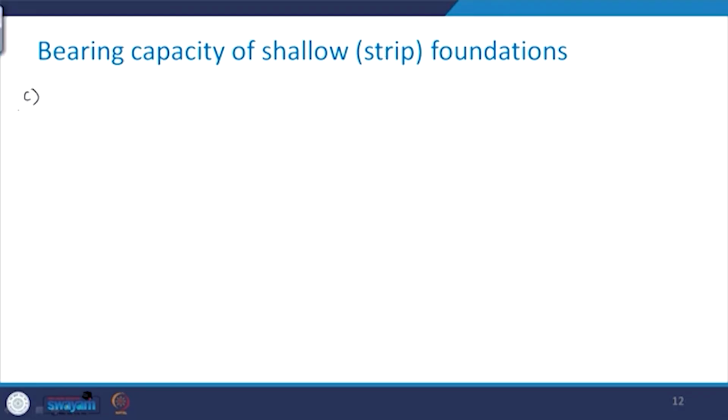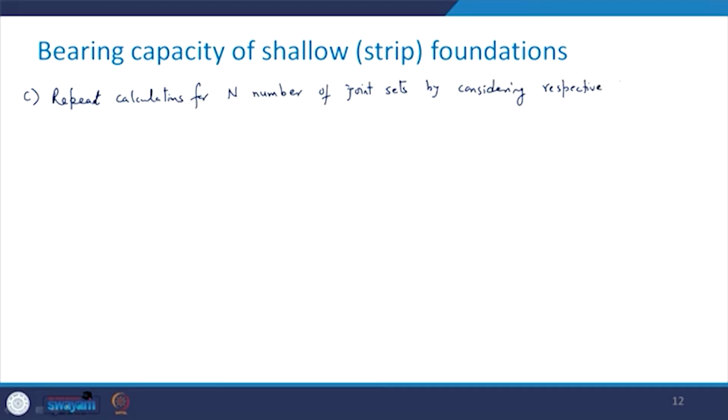Then what we need to do as a third step in this sequence is we need to repeat these calculations for n number of joint sets by considering the respective set characteristics, and ultimately we will find out the strength of zone 2.